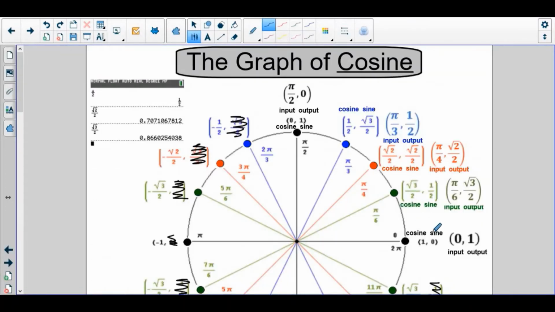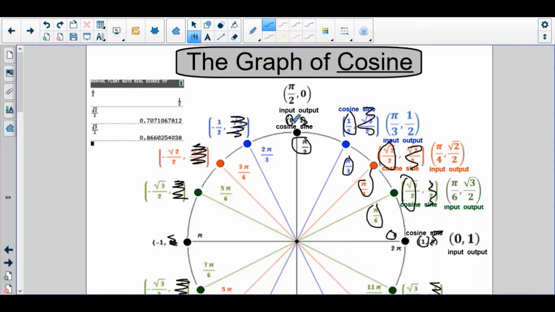So cosine, similar process, but we're going to temporarily eliminate the sine value to use a calculation for cosine. And what ends up happening is we have the same idea. We're going to input 0, but now we're outputting 1, making this coordinate pair. Input pi over 6, output √3 over 2, input pi over 4, output √2 over 2, input pi over 3, output 1/2, input pi over 2, and now we're outputting 0.